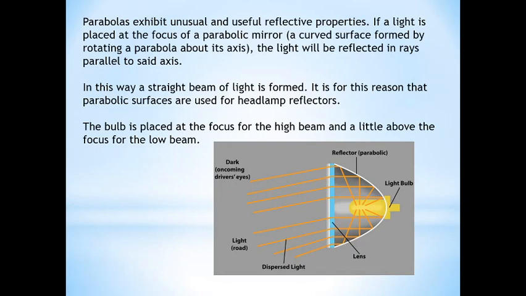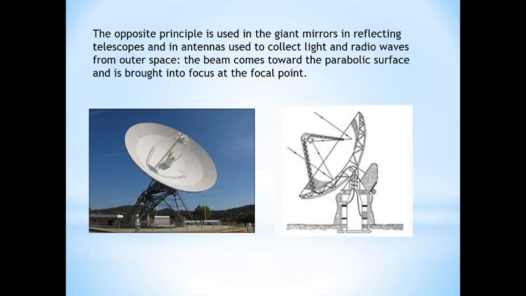So, one of the properties of the parabola is that it is a reflector. Okay, it is used to reflect. Okay, next. The opposite principle is used in the giant mirrors in reflecting telescopes and in antennas used to collect light and radio waves from outer space. The beam comes toward the parabolic surface and is brought into focus at the focal point.